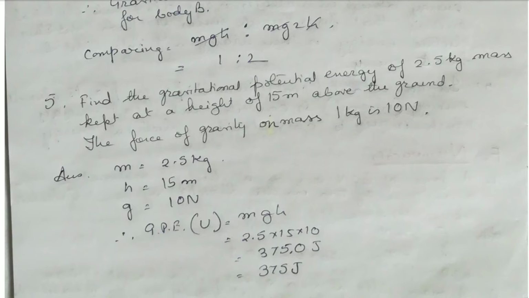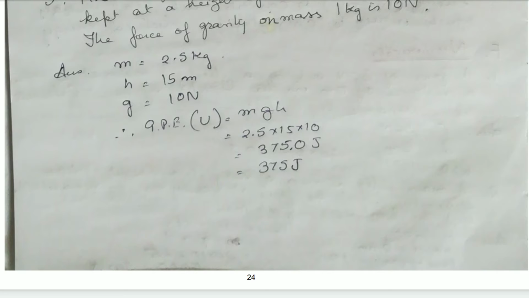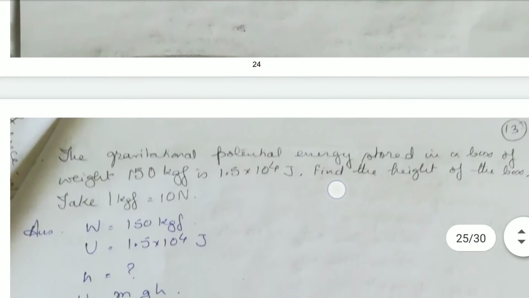Find the gravitational potential energy of 2.5 kg mass kept at a height of 15 meters above the ground. The force of gravity on mass 1 kg is 10 newtons. Mass is 2.5, height is 15 meters, and gravity is given as 10 Newton. So GPE, that is gravitational potential energy, or U you can say, is mgh: 2.5 into 15 into 10, that is 375 joules.